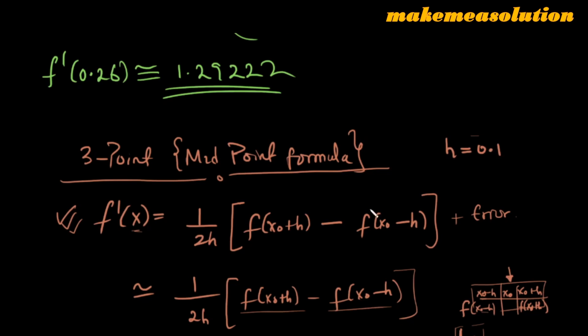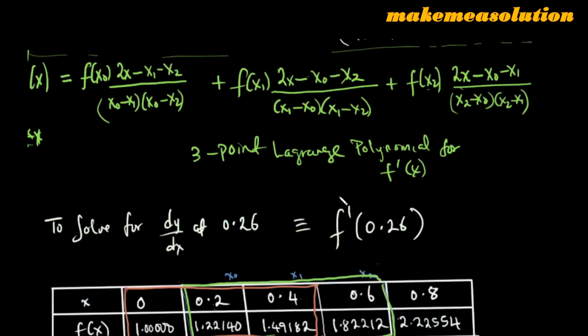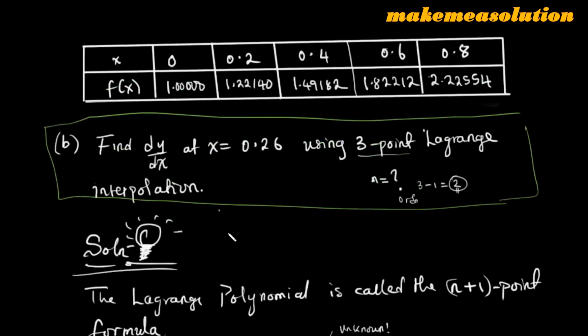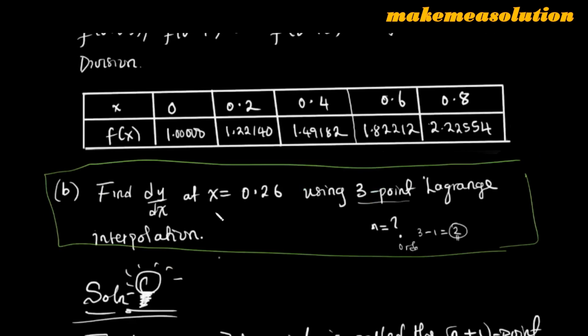Okay, now in the question that we were given, if you look at the question very carefully, they never specified the value of h. They just said find the derivative, that's the f prime of x, at this particular point using 3-point Lagrange. Now they didn't specify the value of h. Okay, so h was not specified.